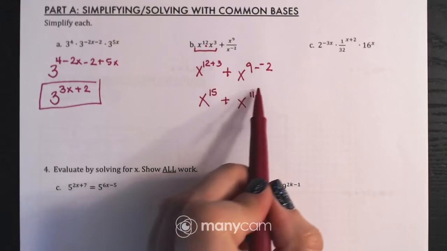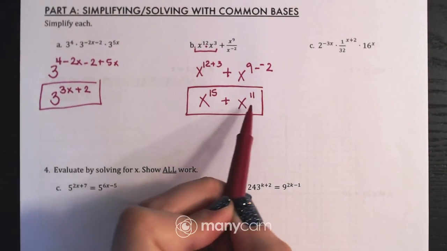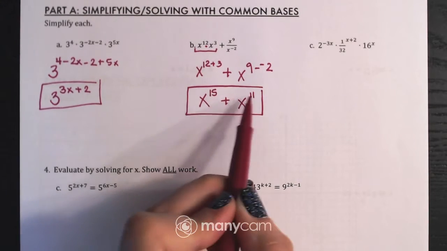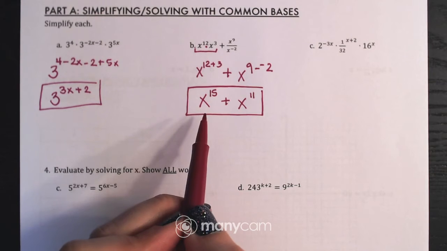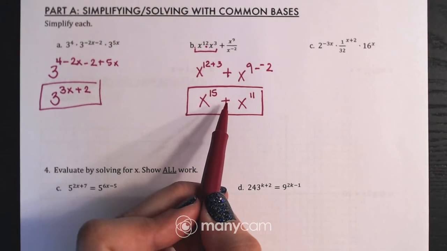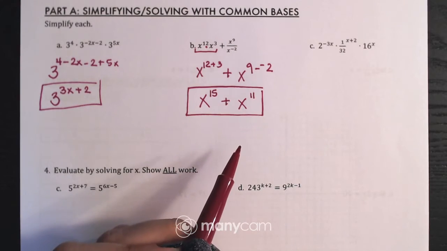Now, this is as far as I can go here, because I am adding. So when you're adding between common bases, the exponents would have to be the same. These are not like terms, so I can't do anything else here. If this were multiplication, it'd be different. Okay, but this is as far as I can go.